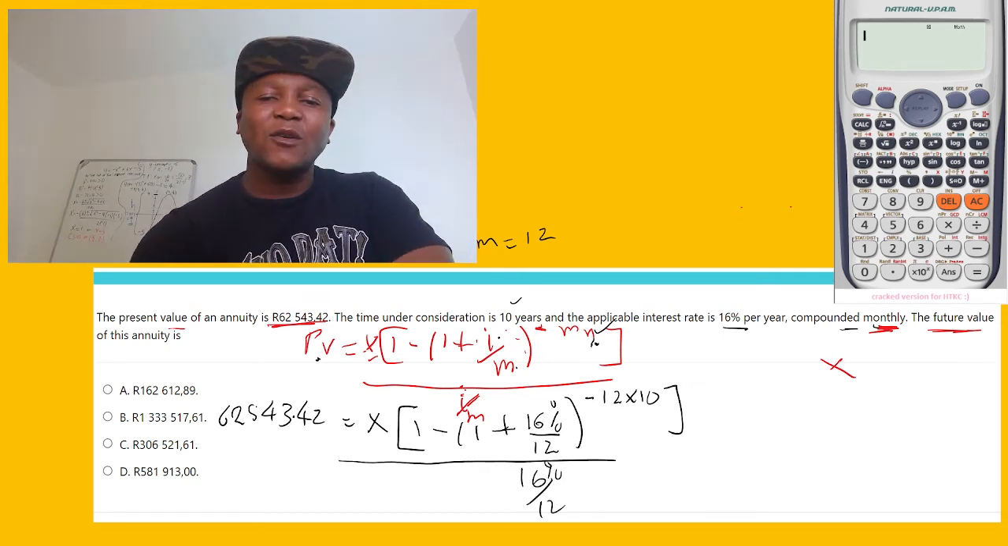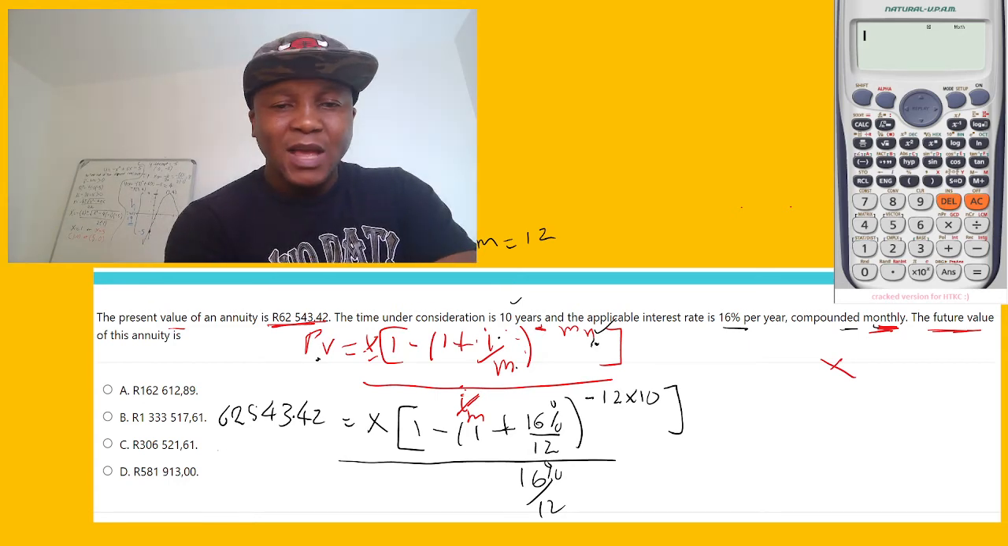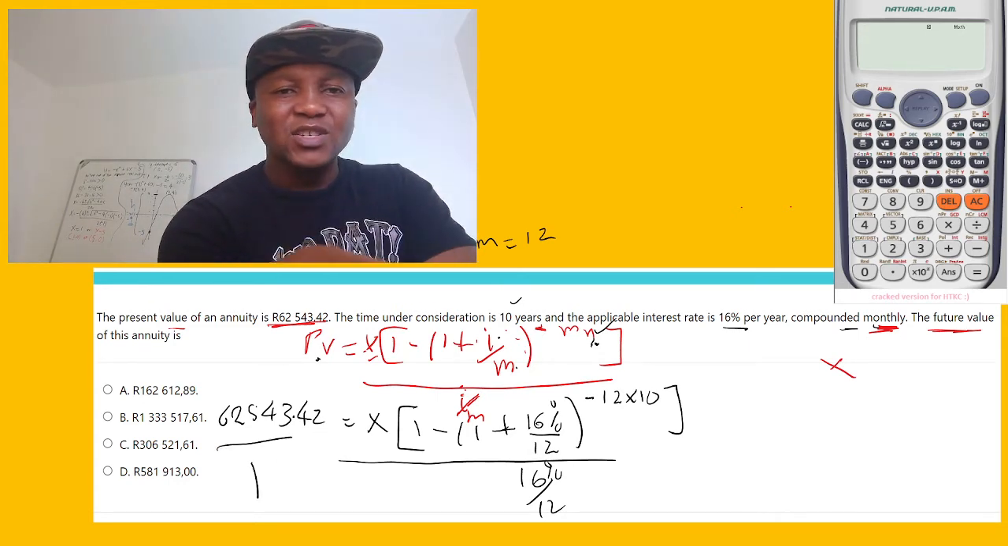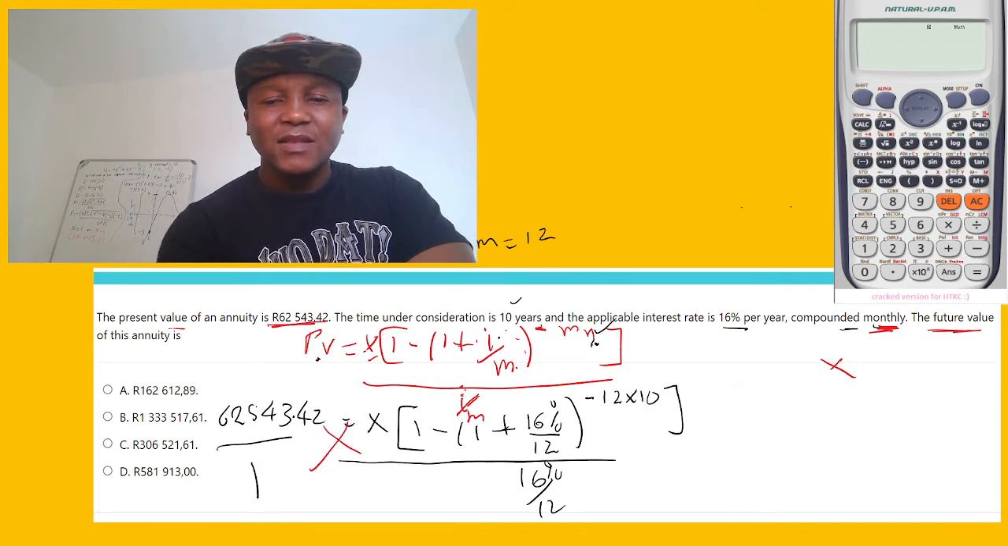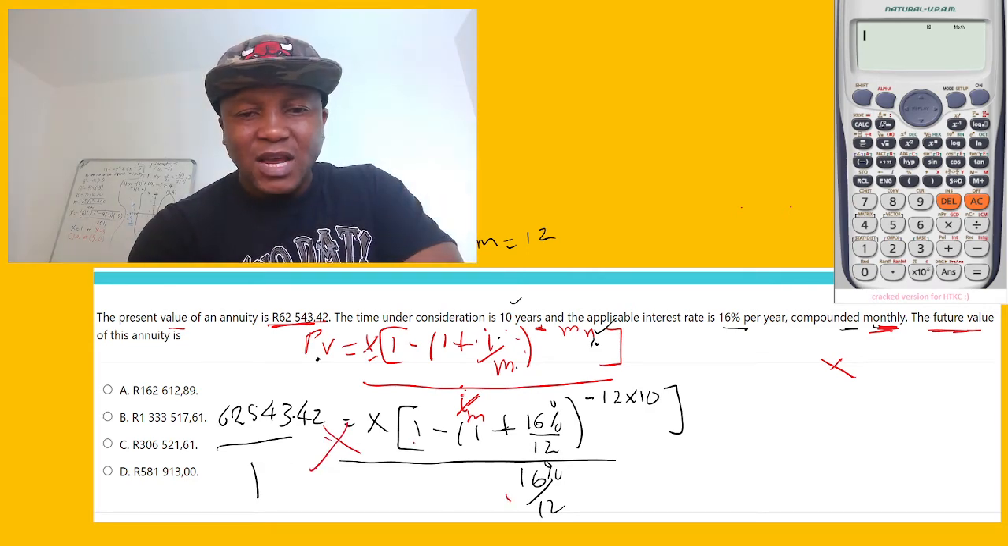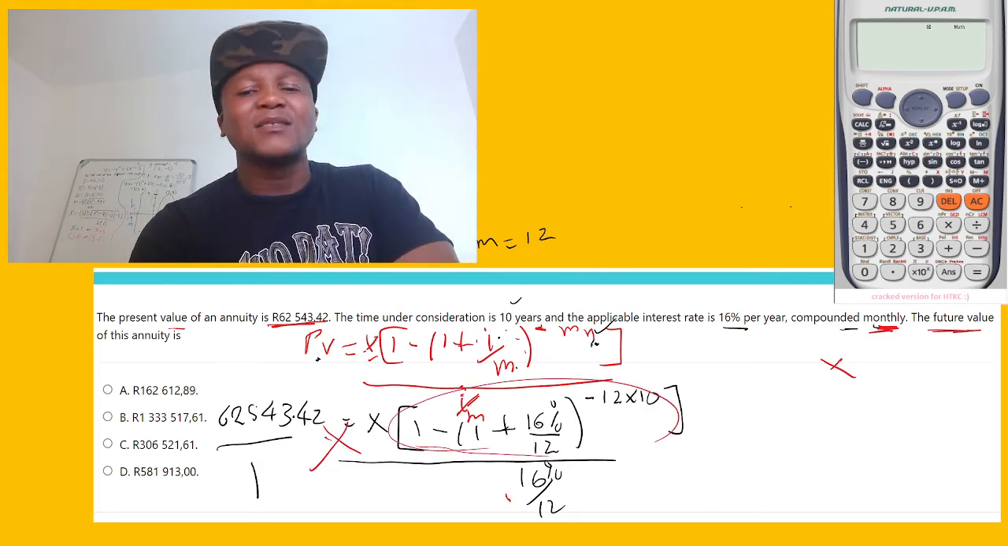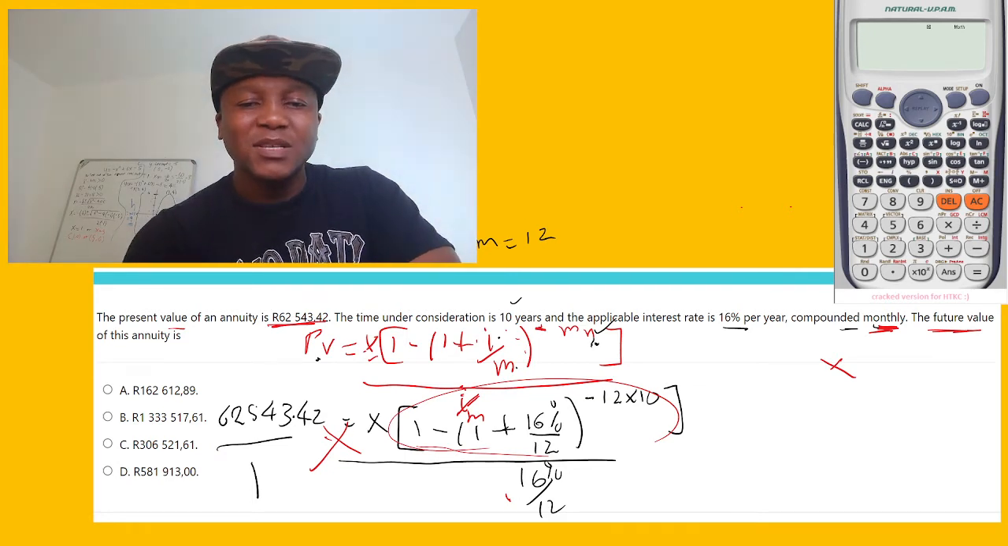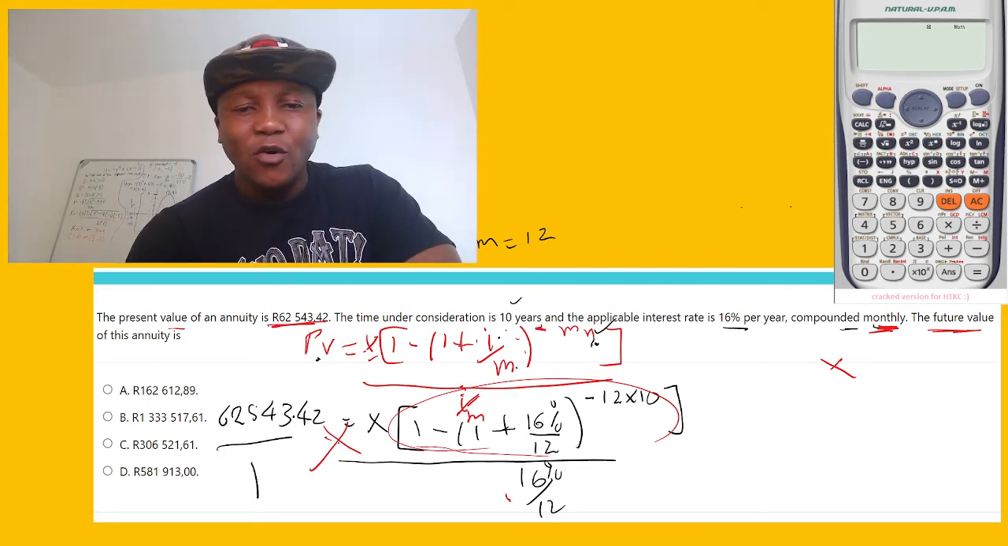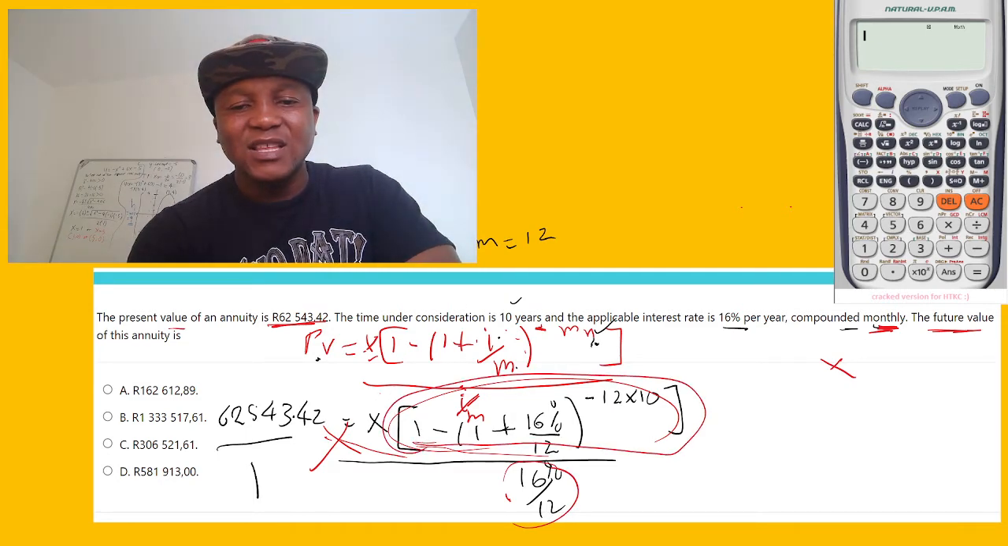So what do we want to get? We want to get the value of X. How are we going to get it? I want to say this over 1, and then we cross multiply. It's basic math. We multiply this and that one, and then we divide by all of it. Do you understand what I'm saying? So I'm going to say 62,543 multiplied by this, and then we divide by all of these, and that's going to give us the value of X.